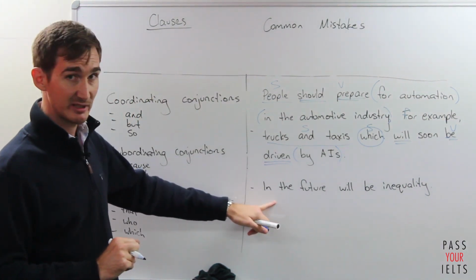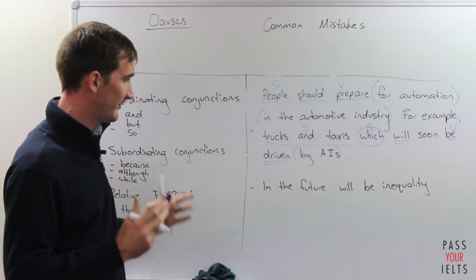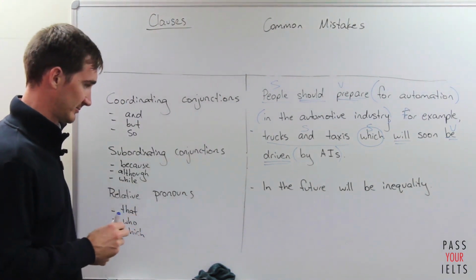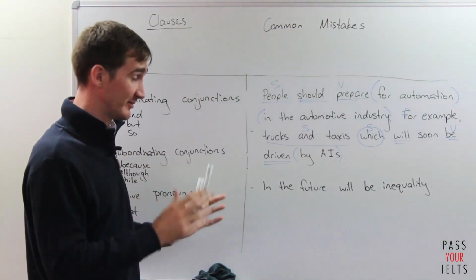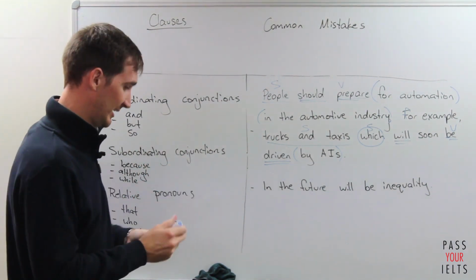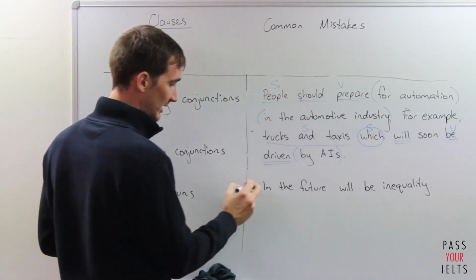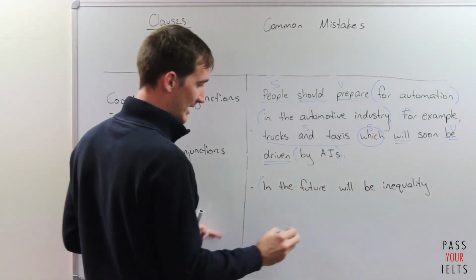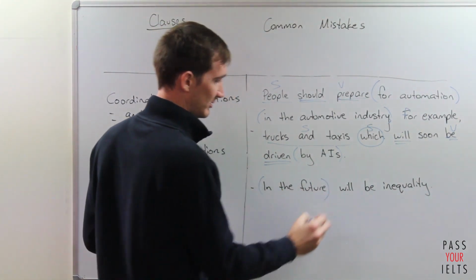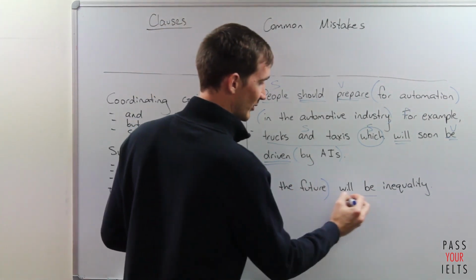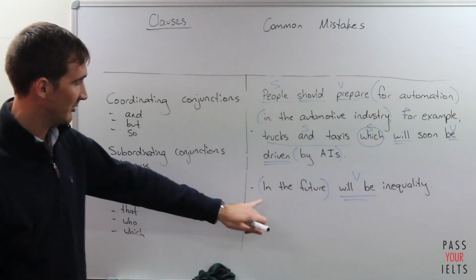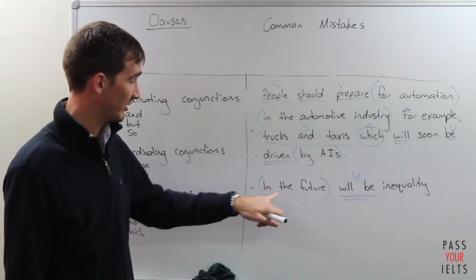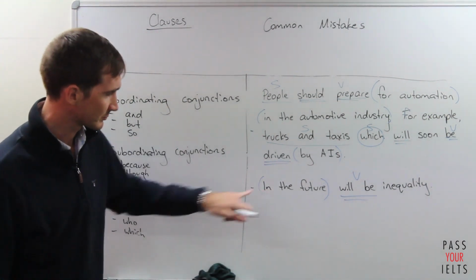A second common mistake is this one. In the future will be inequality. Well, what's wrong? Now that you understand prepositional phrases, you can probably see immediately. We have a preposition, in, goes through to noun, future. We have a verb, will be. We have no subject. So remember, future is not a subject because you had the word in.